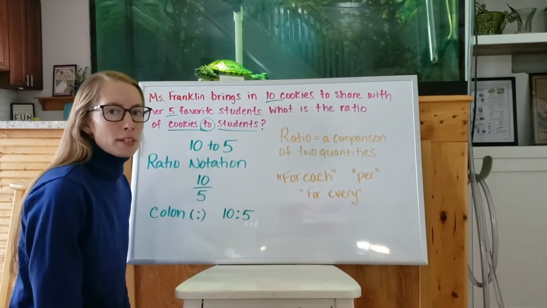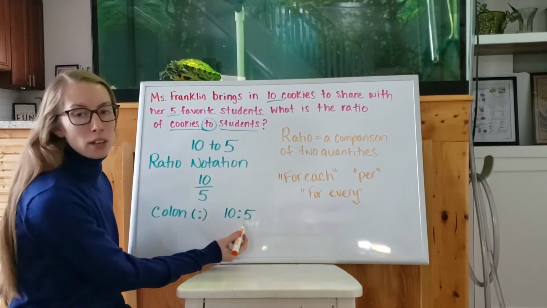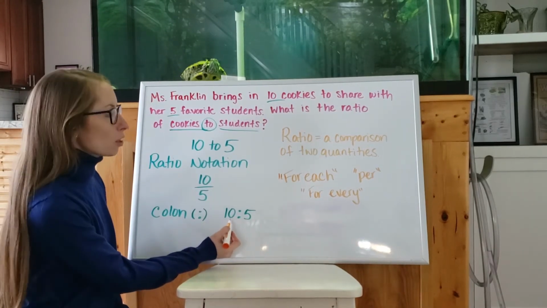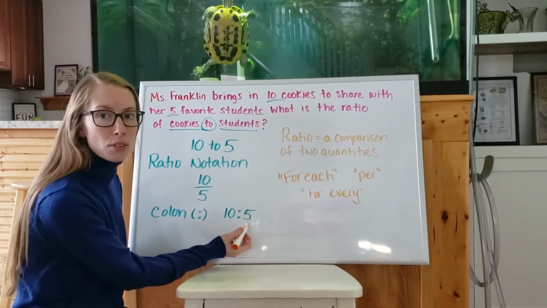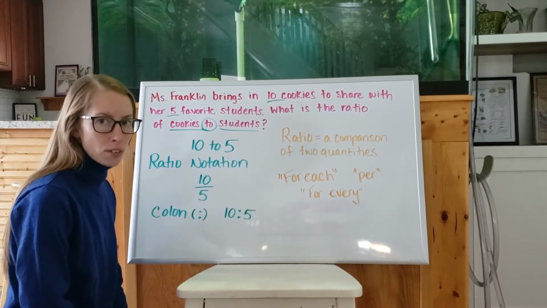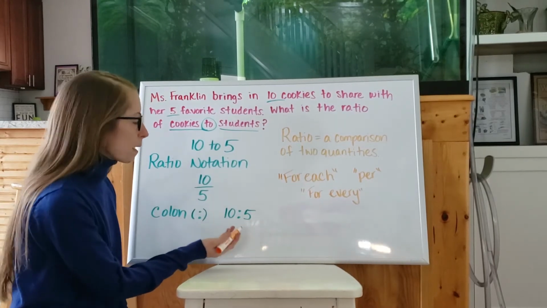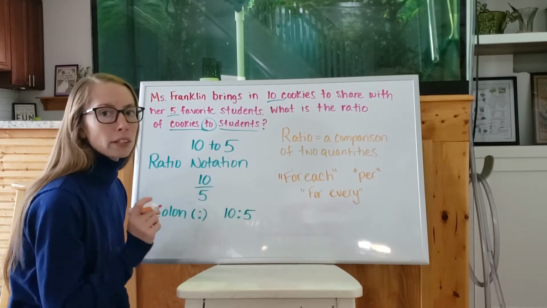A ratio is simply a comparison of 2 quantities. So when I look at my ratio here, I can see that I have 10 cookies for every 5 students. I can tell by this ratio that I have more cookies than I have students. So if I were to split those cookies evenly, I can expect that each student will get more than 1 cookie.